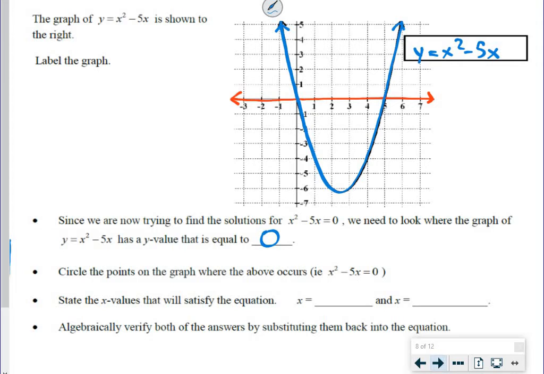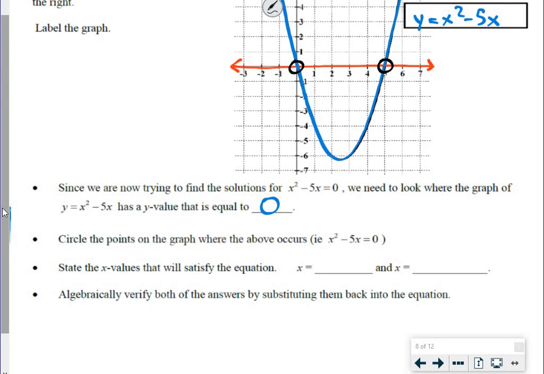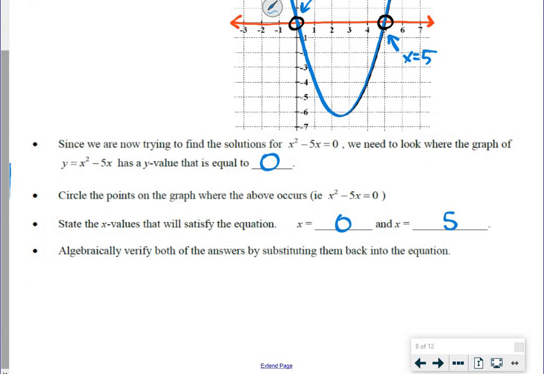So the important points to look out for here are there and there. This time we're finding the zeros. Okay, so state the values of x that will satisfy the equation. The x value here is 0, and the x value here is 5. So x equals 0 and x equals 5, which we can algebraically verify.